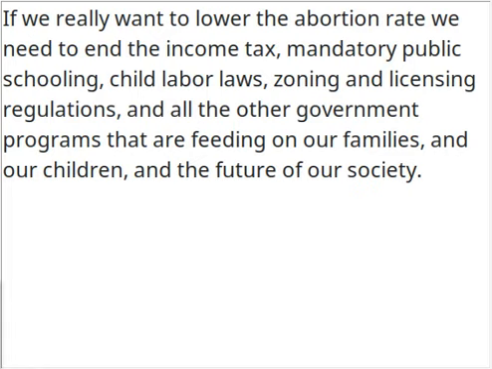If we really want to lower the abortion rate, we need to end the income tax, mandatory public schooling, child labor laws, zoning and licensing regulations, and all the other government programs that are feeding on our families and our children and the future of our society. We need to deregulate families.